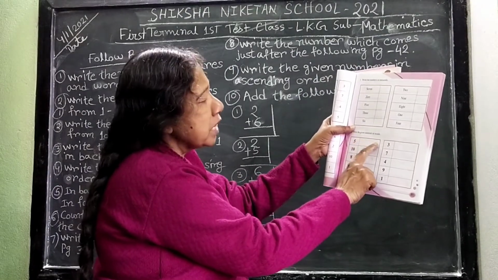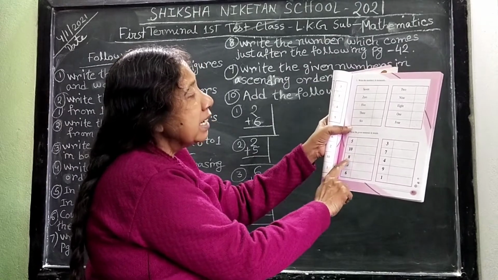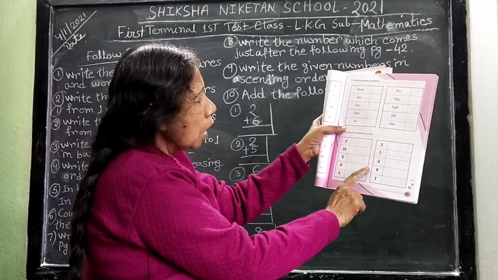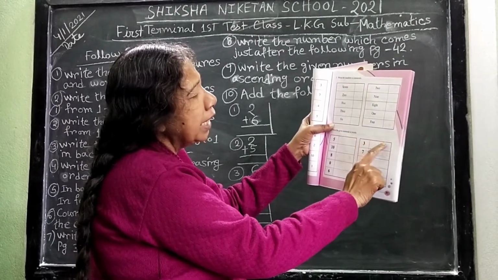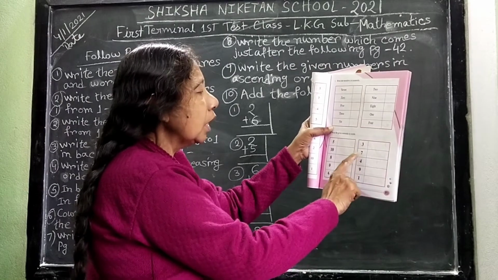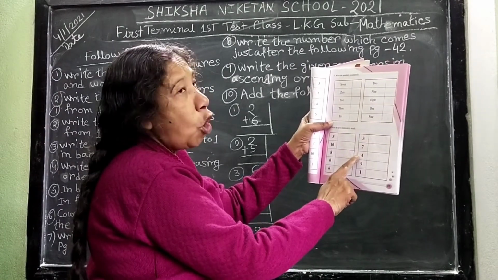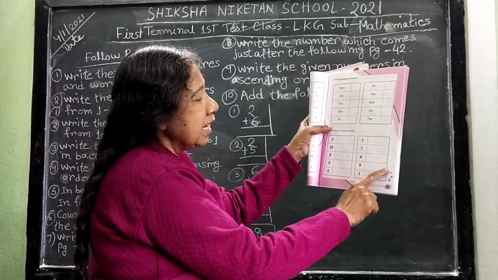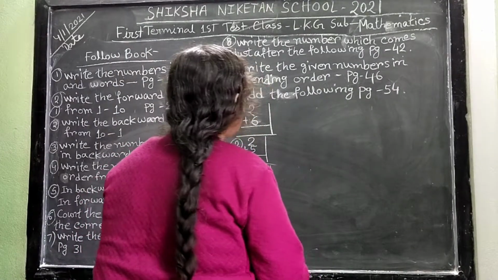5, F-I-V-E, 5. 10, T-E-N. 8, E-I-G-H-T. 6, S-I-X, 6. 3, T-H-R-E-E, 3. 7, S-E-V-E-N, 7. 4, F-O-U-R, 4. 9, N-I-N-E, 9. 1, one. Next page, 42.